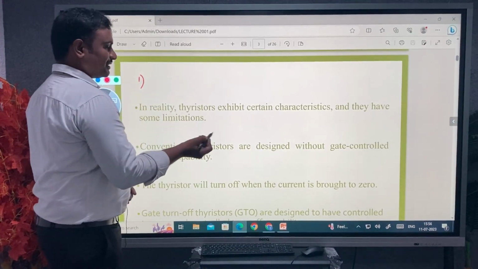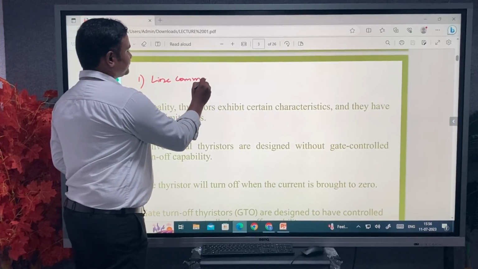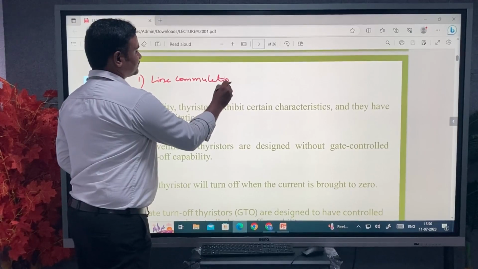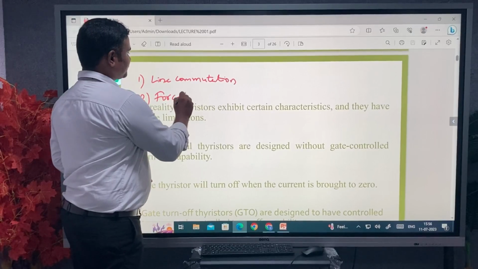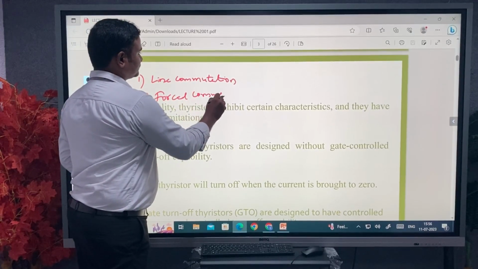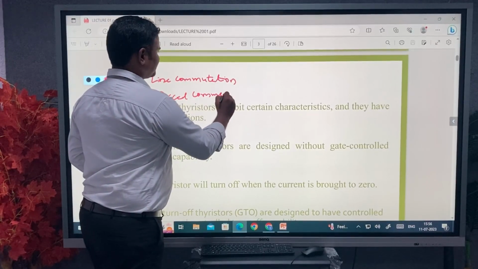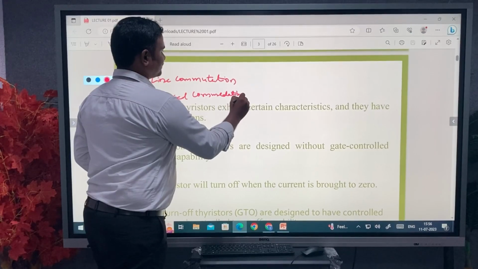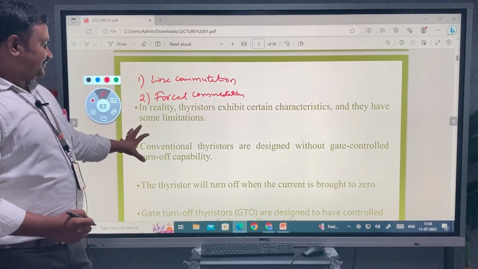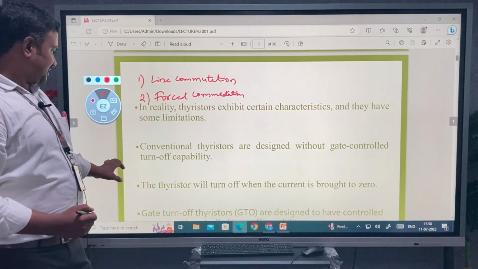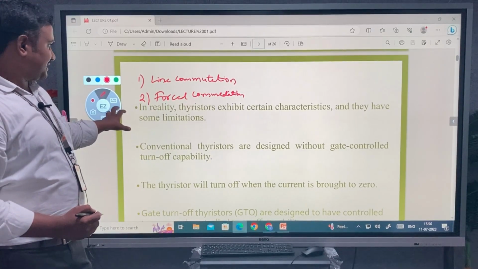For making the thyristor off, we have two methods: line commutation, and the second one is forced commutation. So these two are the methods we can use to turn off the SCR. And there are gate turn off thyristors in the thyristor family, which are controlled by gate current.